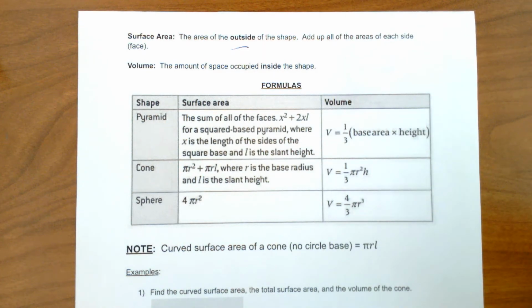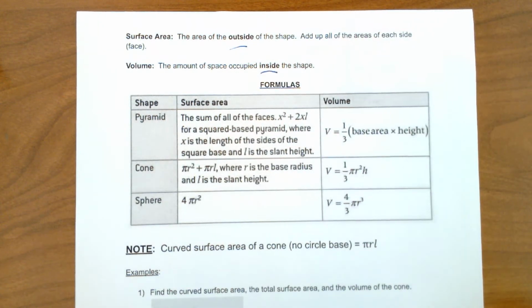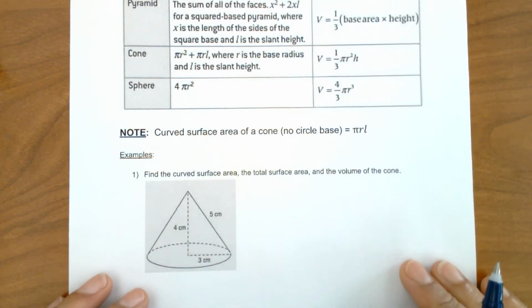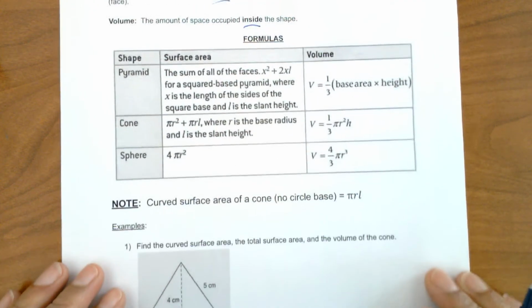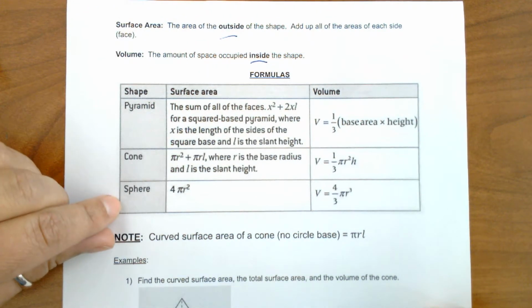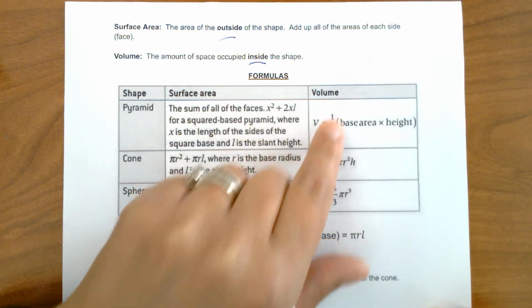All right, how about volume? Volume is the amount of space occupied inside the shape. Let's say that we had a cone, such as this, and we wanted to fill the cone up with water or ice cream. How much space would it actually take up inside? Okay, so here are our formulas. We have pyramid, cone, and sphere, surface area and volume, and that's what we're going to be doing today.